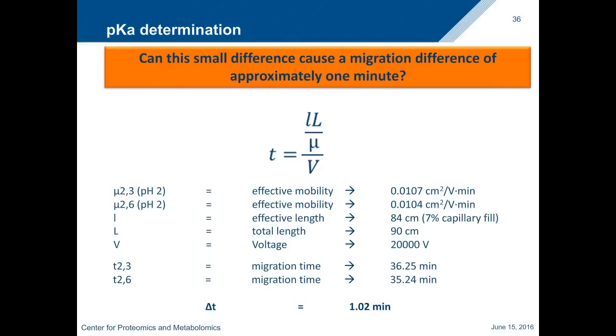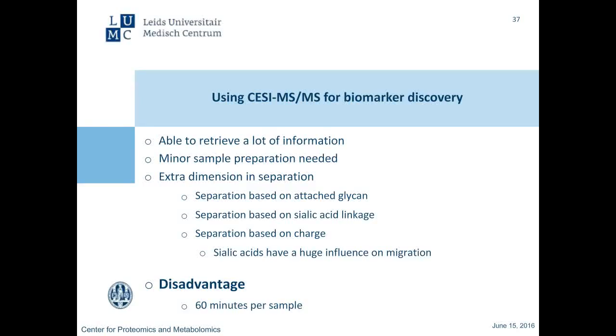So we were really happy with these results. And to conclude a little bit our research for biomarker discovery, I hope that I could show you that using CESI MS, you're really able to retrieve a lot of information. You can go really in depth, you can easily do fragmentation, and you also only need minor sample prep. You only need to reduce and alkylate, do a tryptic digest, and then your sample is already ready to be analyzed.